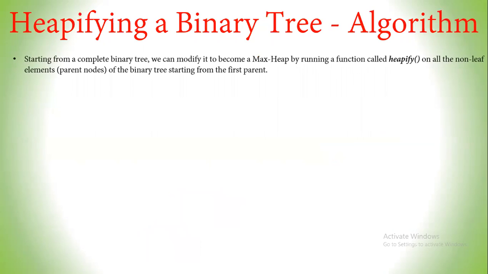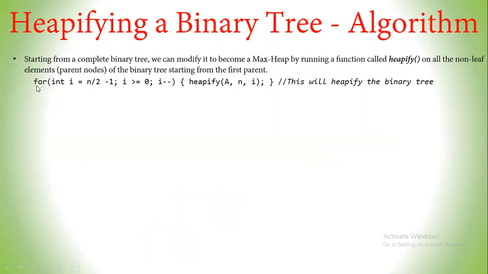So that's why I'm using this for loop: for integer i equals n/2 minus 1, so this is the first parent, up to the root node, i greater than or equal to 0. We have to decrement by 1 each time. First we will use n/2 minus 1, then n/2 minus 2, like that.